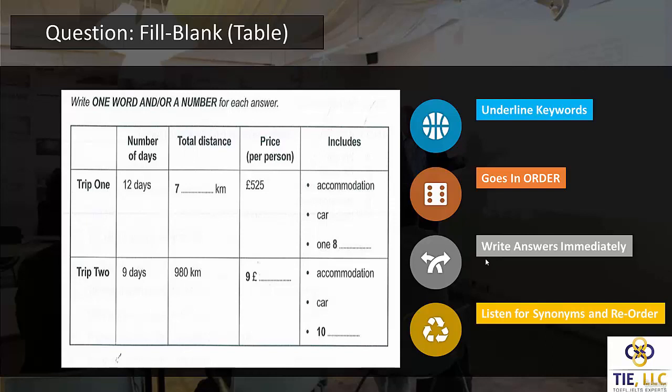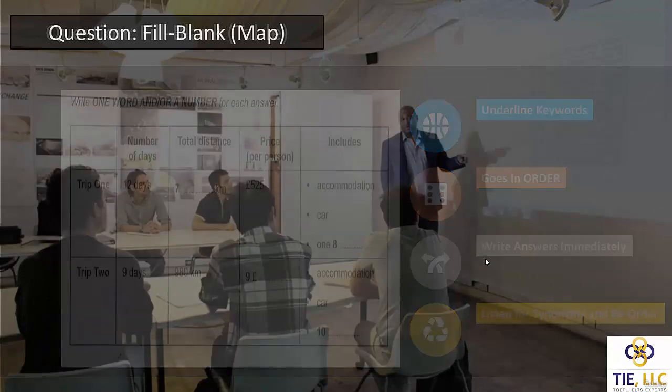It's a table here, but it goes in order. Like all fill the blank questions, it goes in order. You want to write your answers immediately and listen for synonyms or listen for possible reordering of the sentence. But here, like in this one, there are no sentences on the table, right? This one is very, very straightforward. And this one that you're looking at right now is probably from section 1.